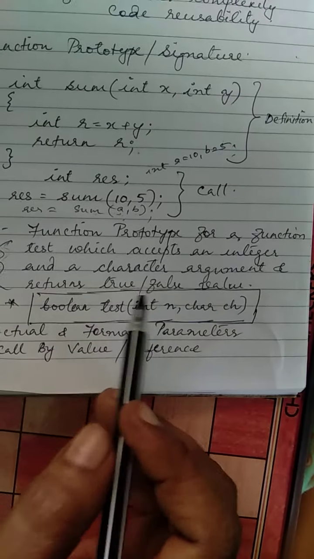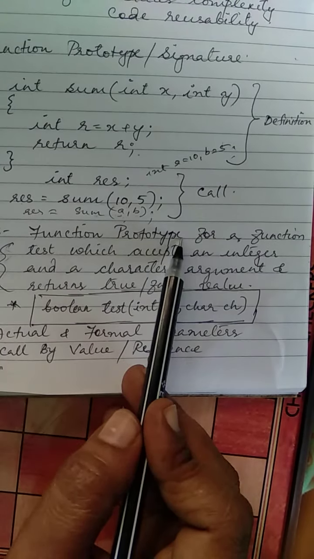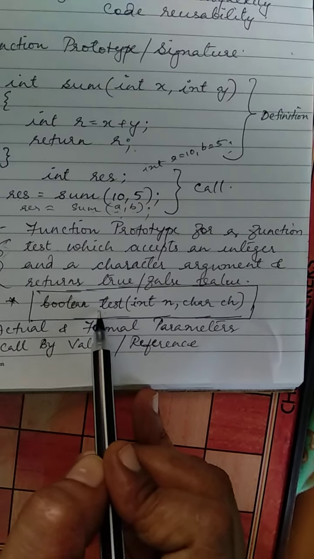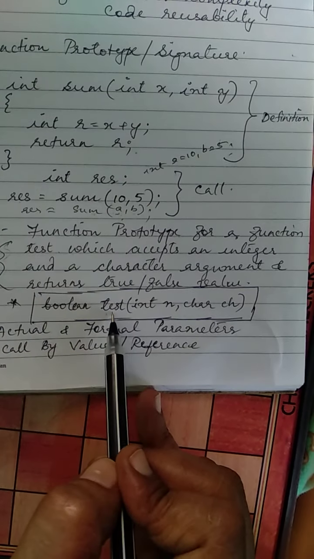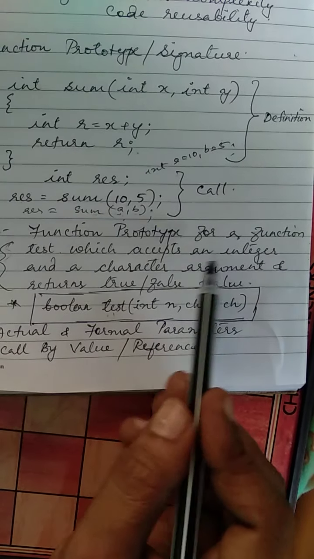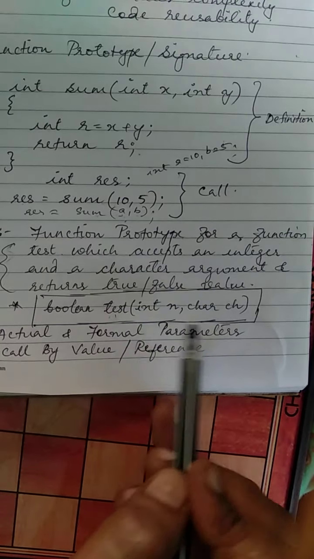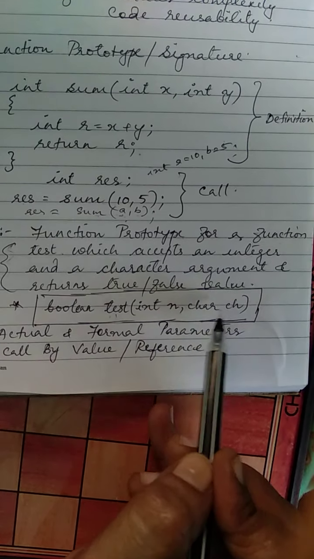Okay. So what is asked here? You have to write a function prototype for a function test. So you will write here test, T-E-S-T, test. Now, what is the peculiarity of this function? This accepts an integer and a character argument. So this accepts integer argument, comma, character argument.